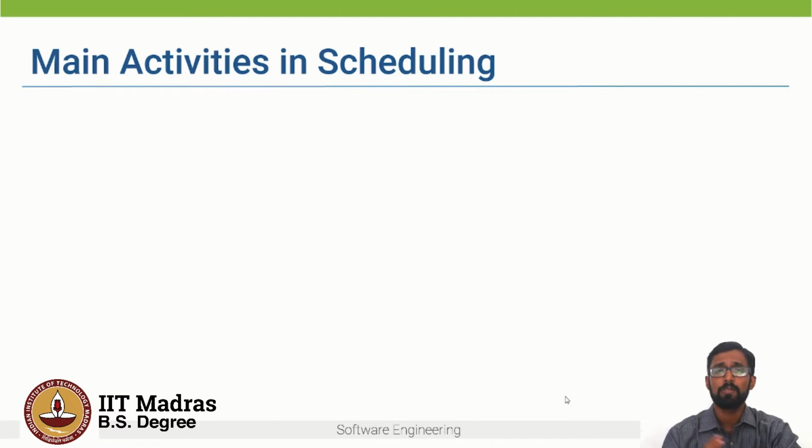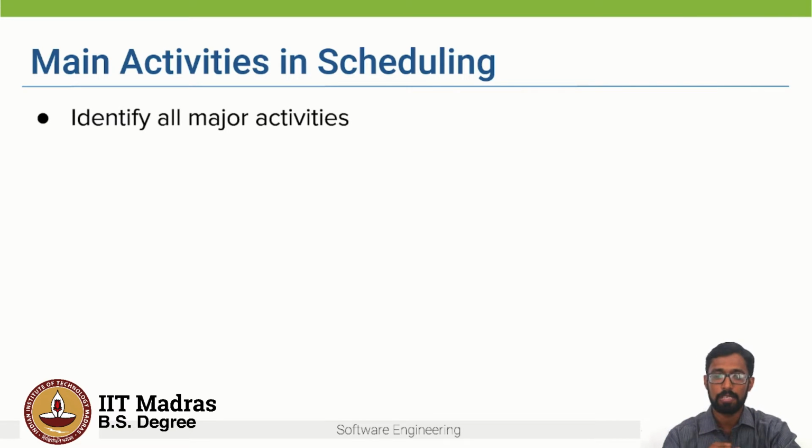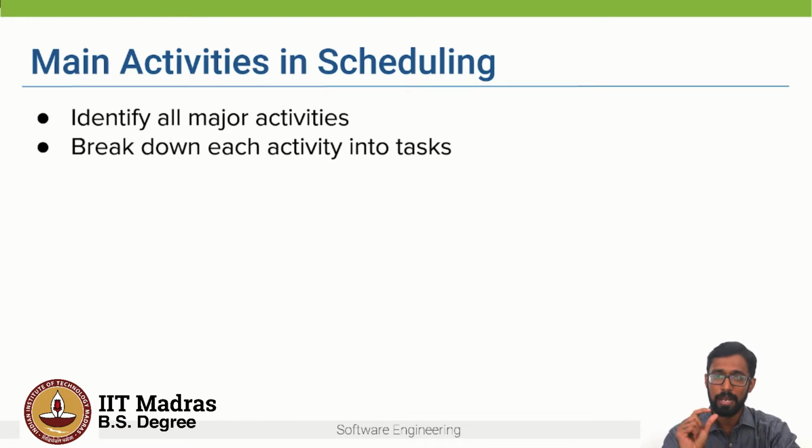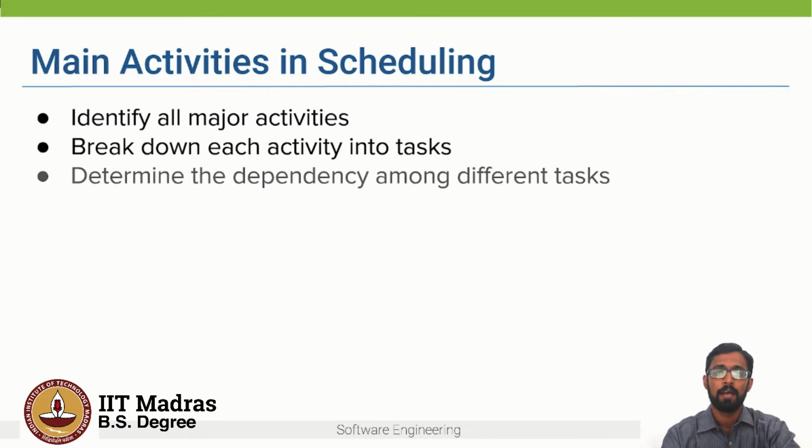Okay, so let's look at some of these activities. One is we have to identify all the major activities which need to be carried out to complete this software project. And once we have done that, we have to break down each of these activities into smaller tasks. And some of these tasks may be dependent on one another, right? So we have to determine the dependencies among these different tasks.